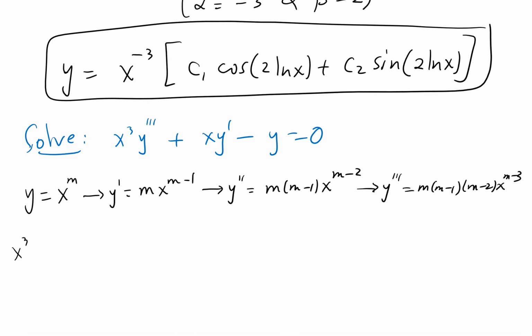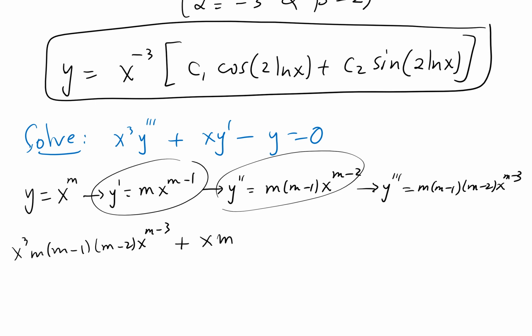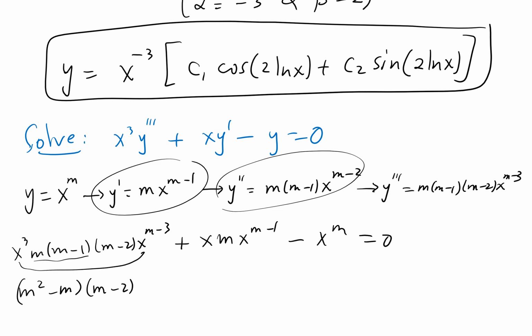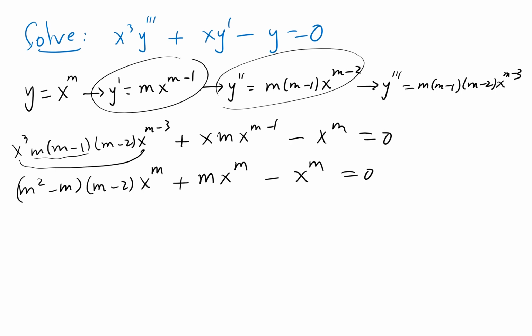x cubed, m times m minus 1, x to the m minus 3. You have to be patient while working with this stuff. Plus x times y prime, which is m x to the m minus 1, minus x to the m. So all these m's, you can multiply these, m squared minus m, and keep the m minus 2. When you multiply this and this, the x's combine and you get x to the m. Plus m x to the m minus x to the m. You can factor x to the m out and get rid of it.